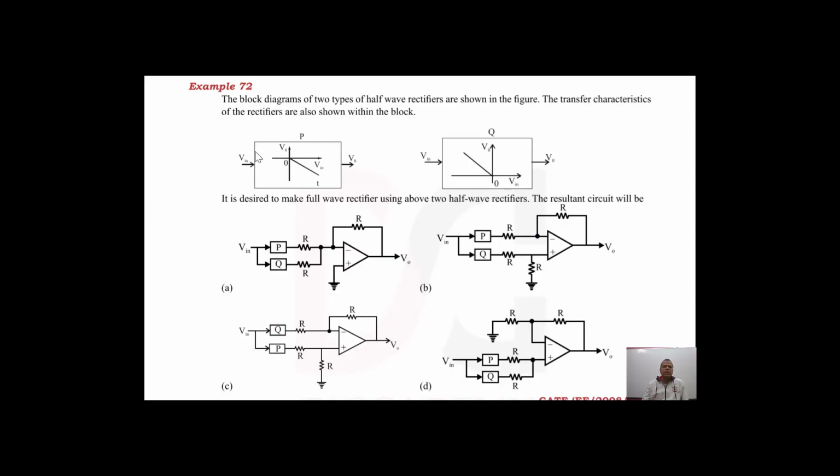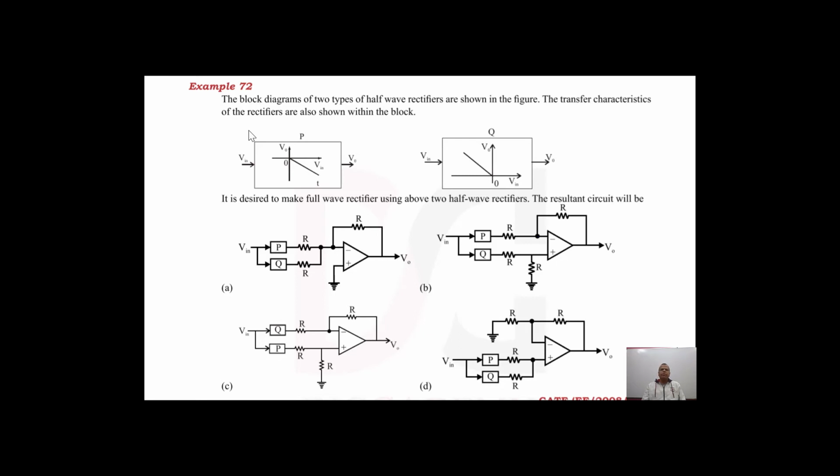Now let us see the example based on full wave rectifier. Here the example is basically relating to the implementation of a full wave rectifier using two half wave rectifiers. So let us see the example. The block diagram of two types of half wave rectifiers is shown in the figure. We are given the characteristics of these two rectifiers. The transfer characteristics of the rectifiers are as shown in the block. It is desired to make a full wave rectifier using half wave rectifiers. The resultant circuit will be?